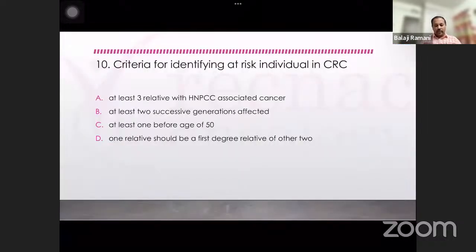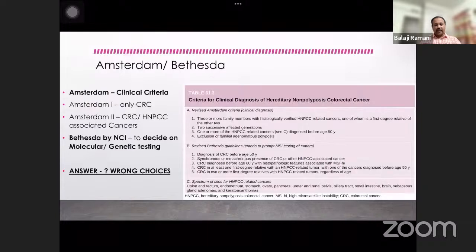Right. Now, this was one question that was asked, and time and again, these questions have been coming with regard to your Bethesda criteria and your Amsterdam criteria. My personal feeling is that one of the choices was not marked right, or the question itself was selected wrong. See, the characteristic Amsterdam and the Bethesda criteria, when do you use it?